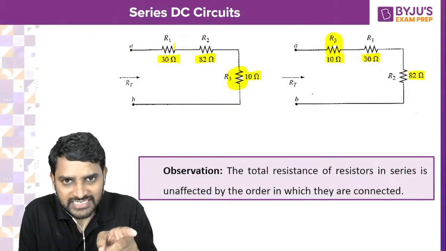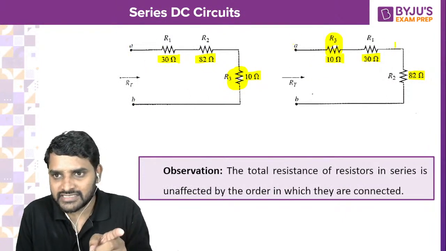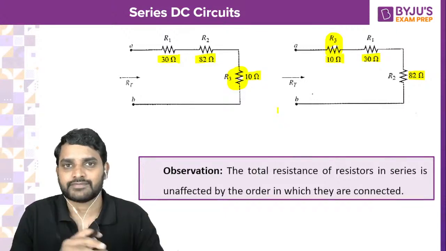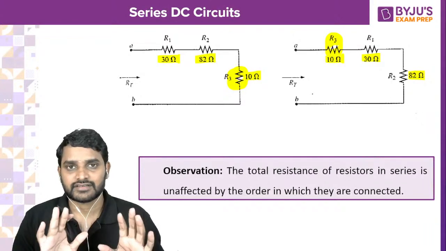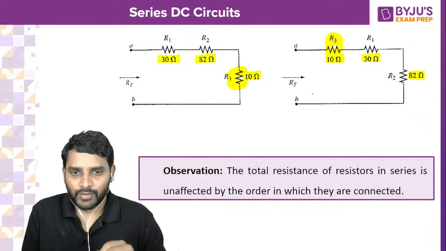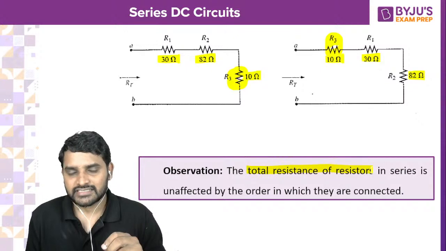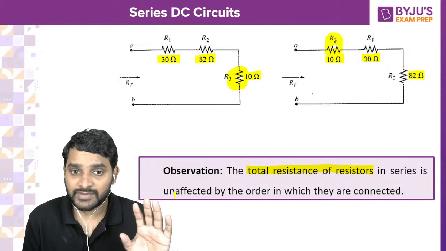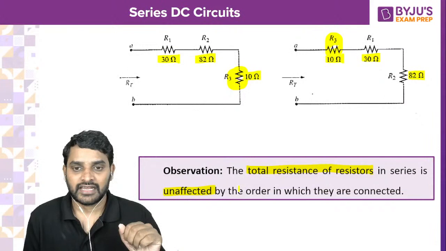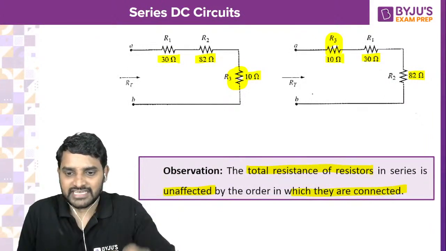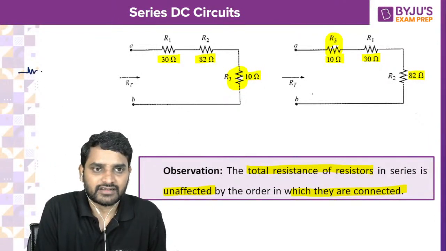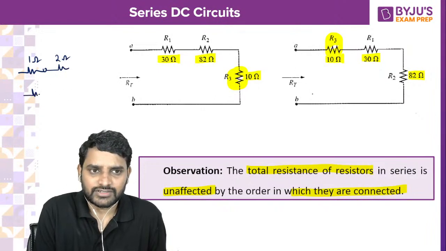So the total resistance offered in this circuit is not going to be altered. It is going to be the same. So the point here is the total resistance in a series connection is unaffected by the order in which they are connected. If the resistors are in series, like 1 ohm, 2 ohm, no issues. You can write 2 ohms and 1 ohm also.